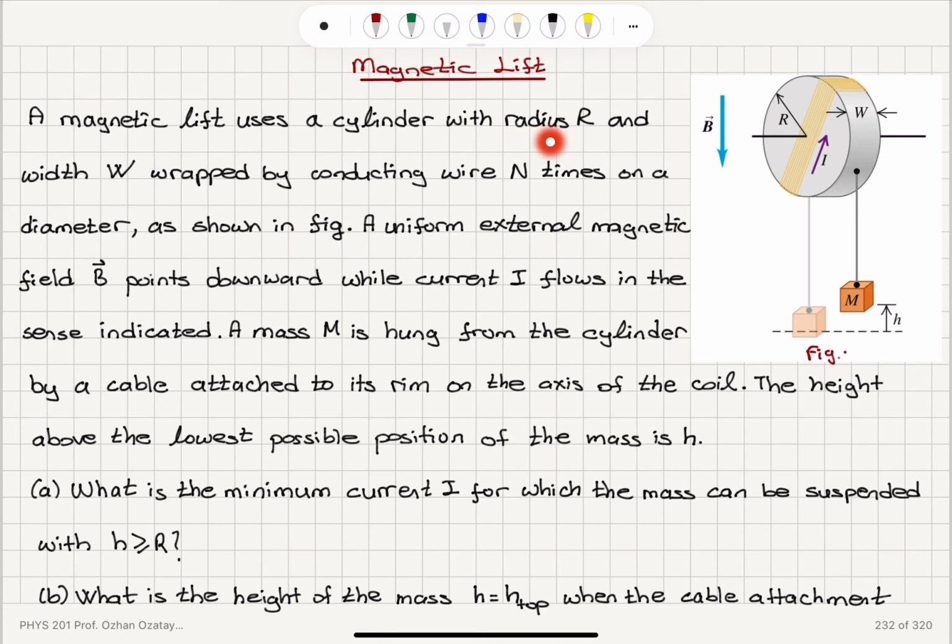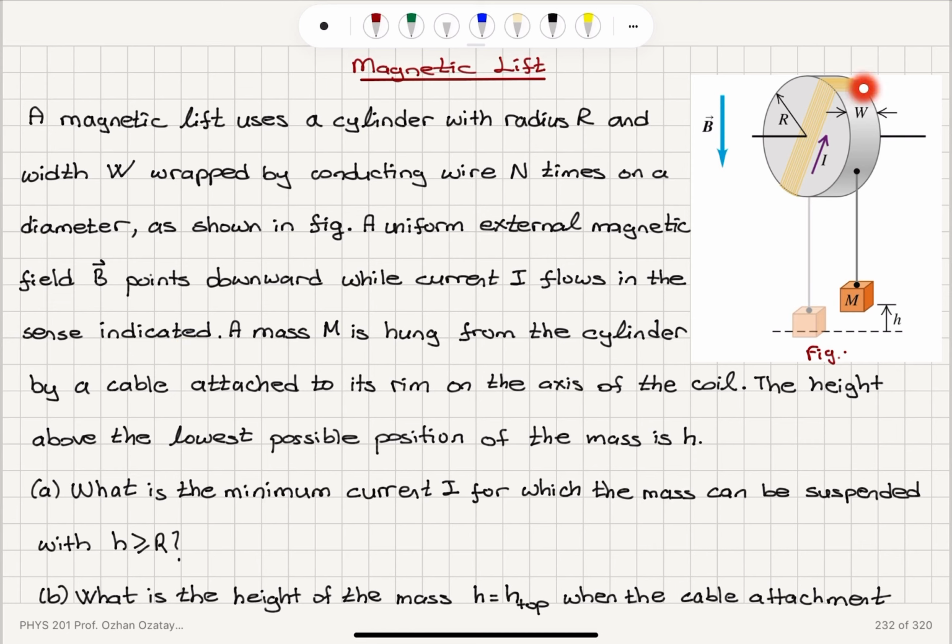Magnetic lift. A magnetic lift uses a cylinder with radius r and width w wrapped by conducting wire N times on a diameter as shown in the figure. So this is a cylinder of radius r and width w. We have N turns of a coil wrapped around the center of the cylinder. A uniform external magnetic field B points downward while current I flows in the sense indicated.